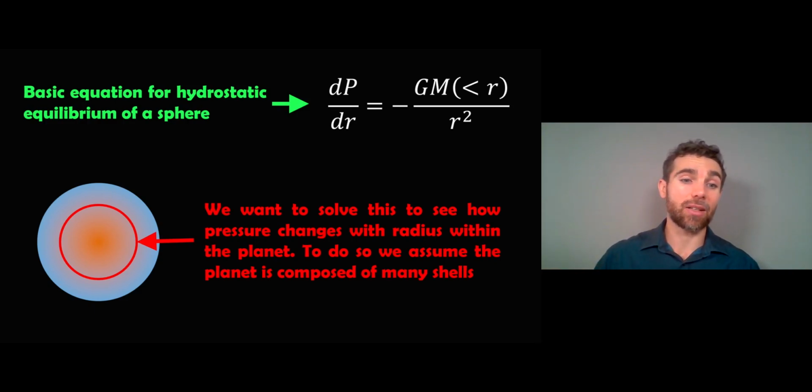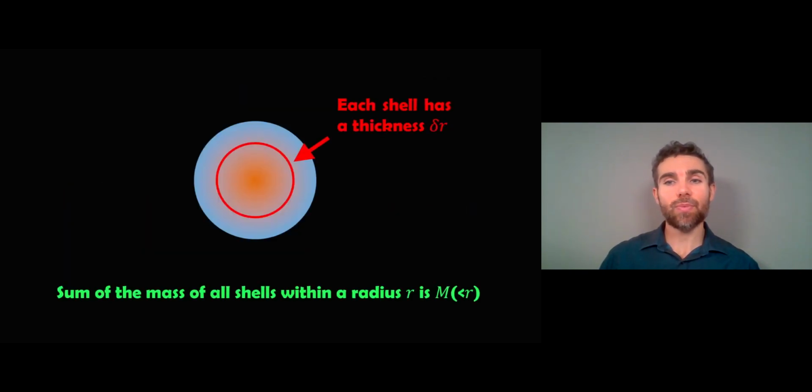So you've got a shell, which is the red circle there. Each shell is going to have a thickness of delta R, same again as what the slab has. So we've got delta R, the thickness of our shell. The sum of the mass of all of the shells within some radius R is then going to be the mass at less than radius R. That's basically the same thing, so they should all add up to the total mass essentially.